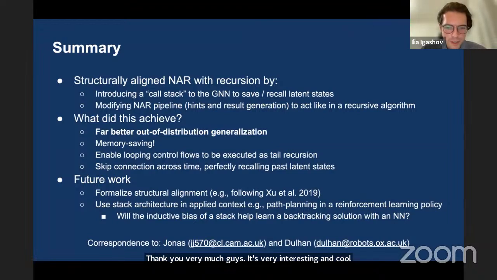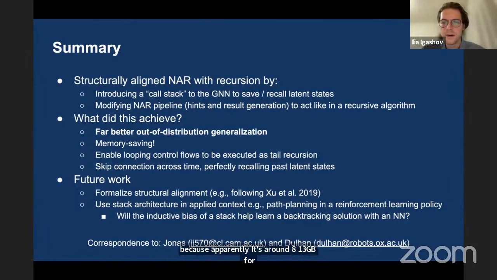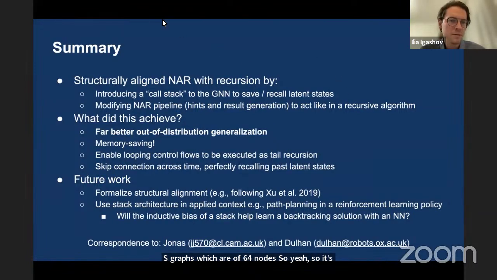All right, so we've got one question in our Slack channel from Michael Galkin. It's about memory consumption. So maybe you can comment a little bit on how it works on the bigger graphs, because apparently it's around 8-13 gigabytes for CLRS graphs, which are of 64 nodes. So what about the GPU memory that you need to allocate for this?